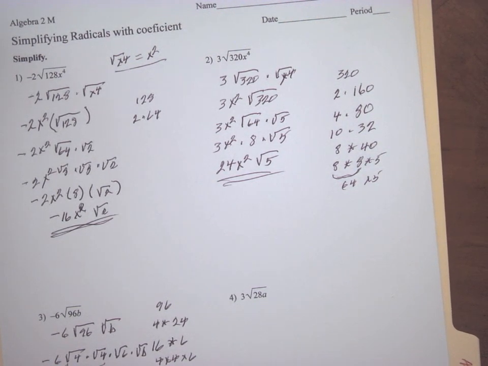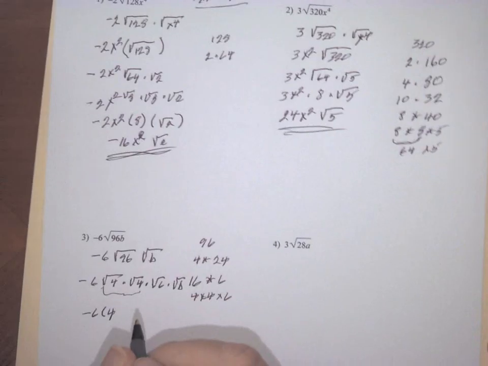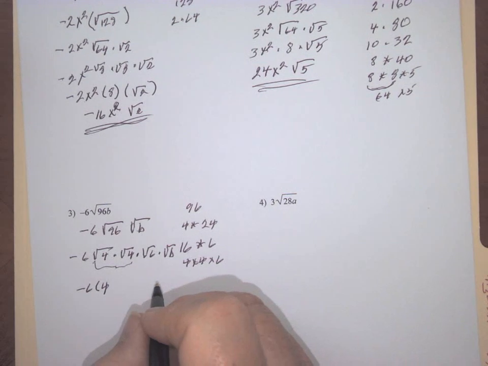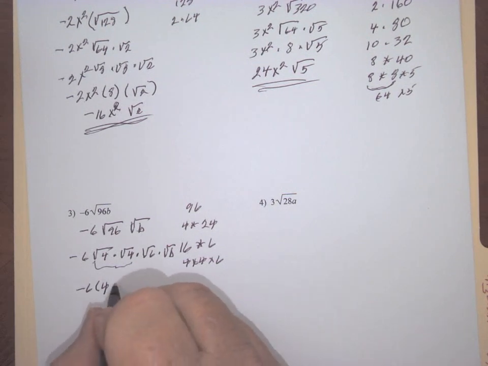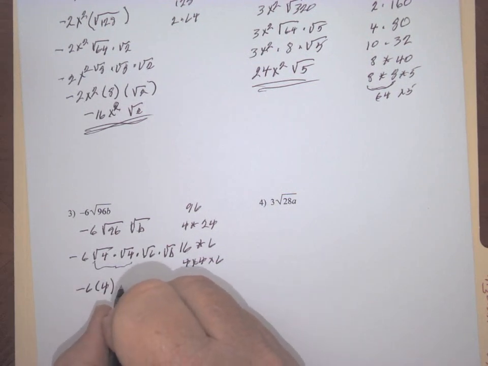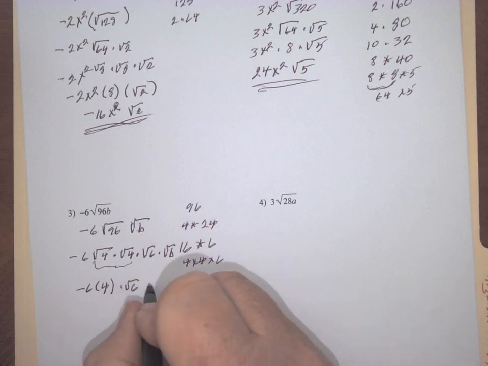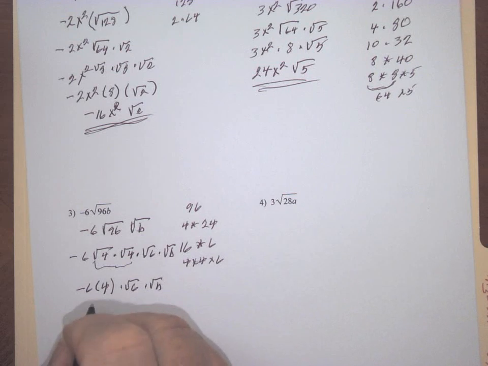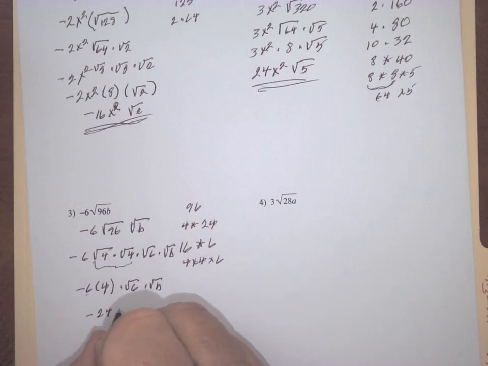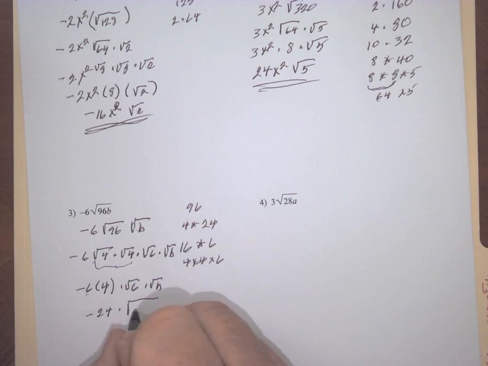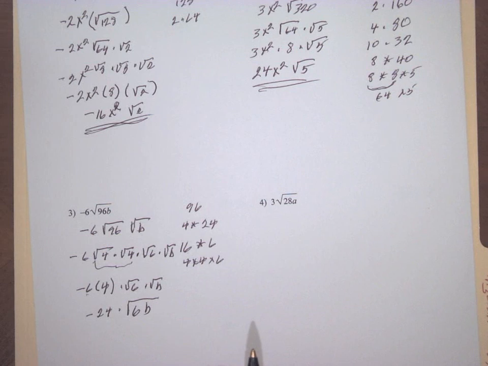So I'm looking at -6 times 4. Okay, -6 times 4 times the square root of 6 times the square root of b. So -6 times 4 is -24 times the square root of 6b. And therein lies the answer. Okay?